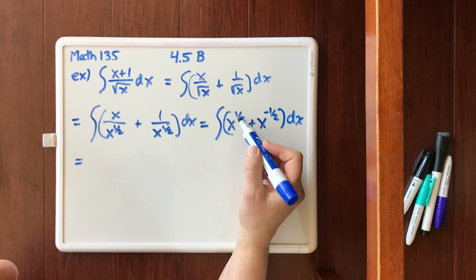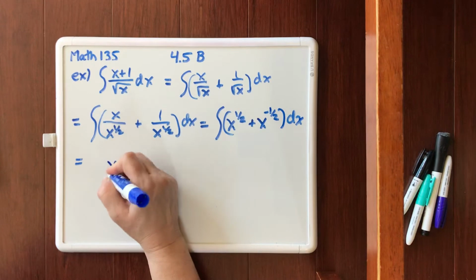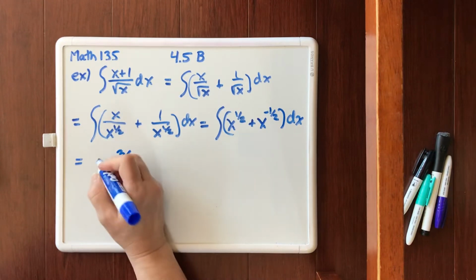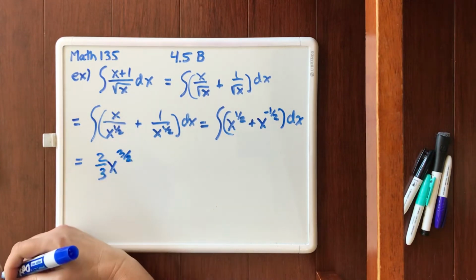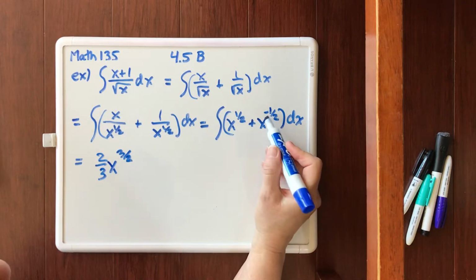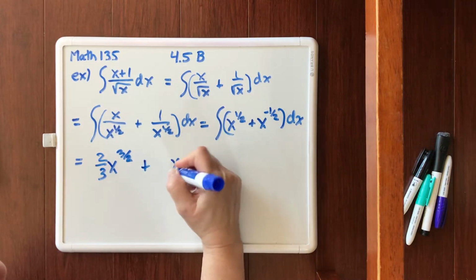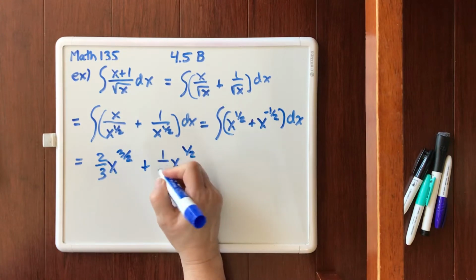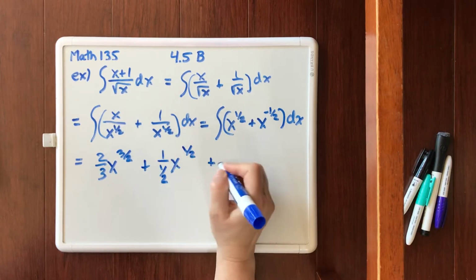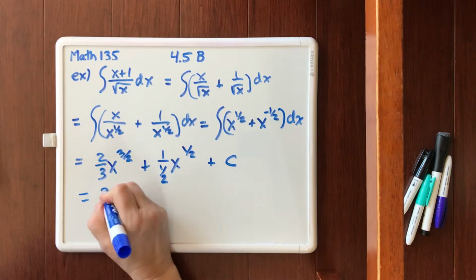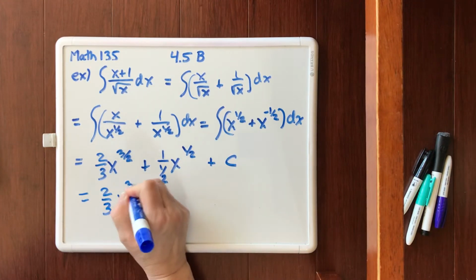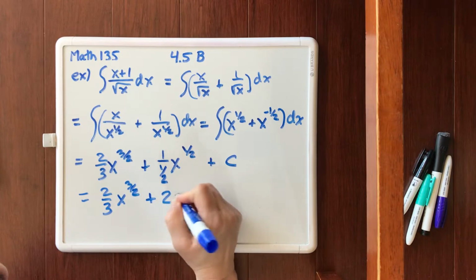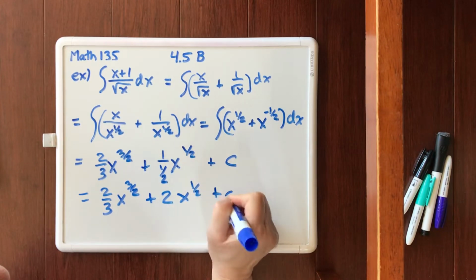Okay, so now we can integrate. We're going to add 1 to 1/2. That gives us 3/2, and we multiply by the reciprocal, 2/3. Here we have a negative 1/2. We add 1 to negative 1/2 and we get a positive 1/2, and then 1 over 1/2, plus c. So we have 2/3 x to 3/2 plus 2x to 1/2 plus c.